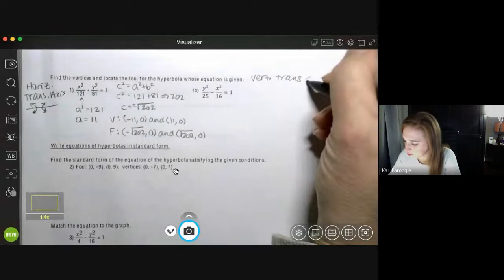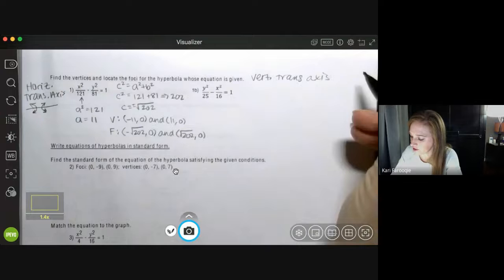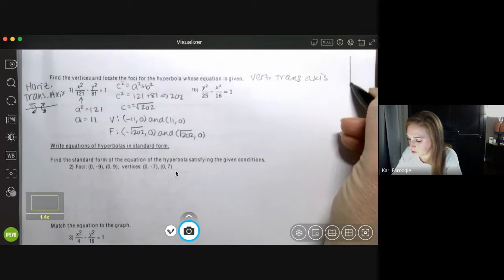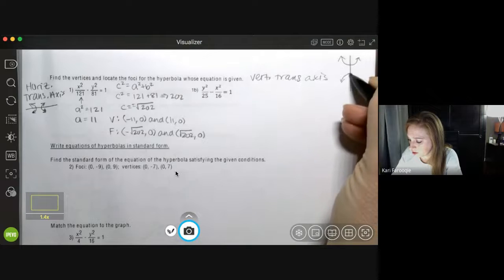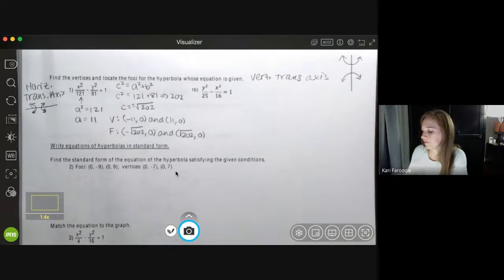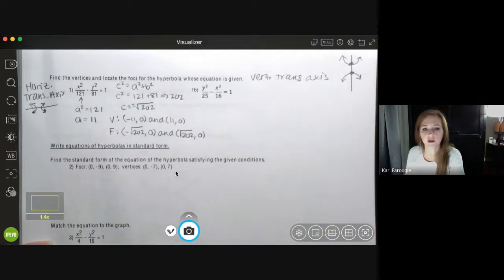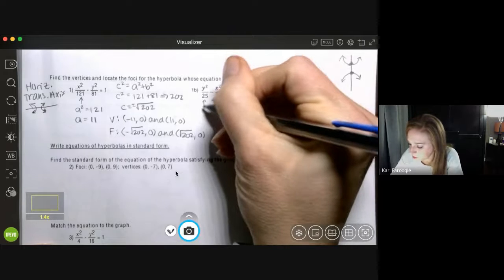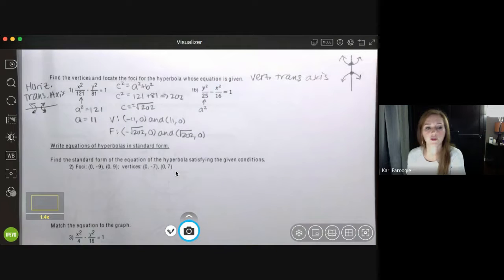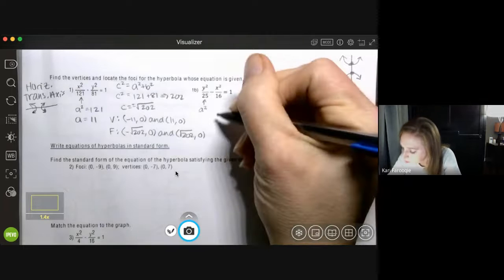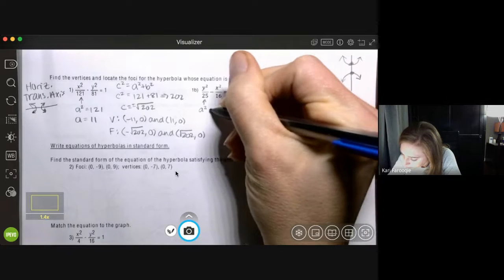All right, so we have a vertical transverse axis. That means that we have a vertical axis and we have vertices that run through that axis to get to our vertex points here. So a squared is always going to be in the denominator of the positive term for a hyperbola. So we have a squared is 25.